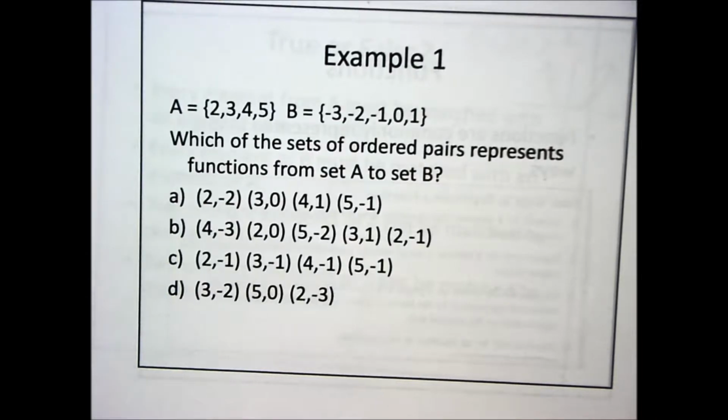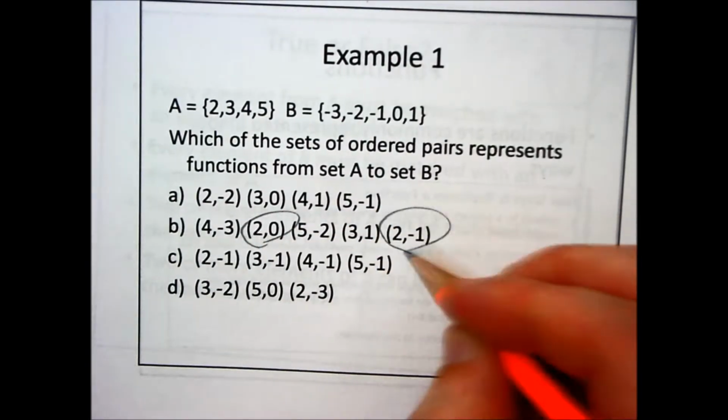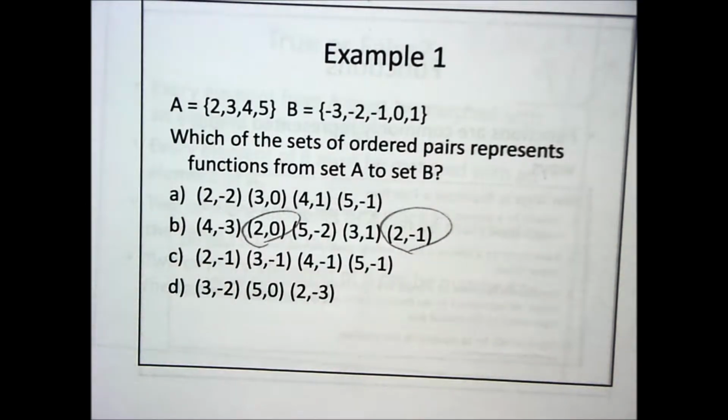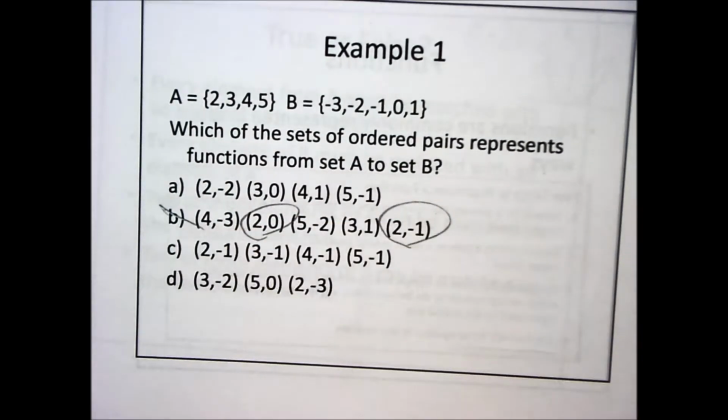B is not a function. Why? Because 2 from A is matched to 2 different B values. Yep, 2 is going to both 0 and negative 1. So that's not going to work. Any others not work? There's one other one that doesn't work.